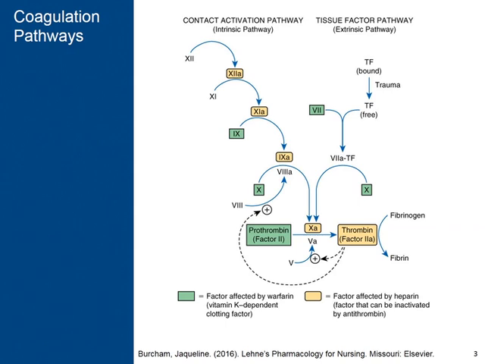In your textbook on page 596, you can take a look at the two different pathways, the intrinsic and the extrinsic pathways. And this diagram I like because it highlights which factors in those pathways can be inhibited by which drugs. So two of the most important anticoagulants that we'll talk about are warfarin and heparin. In this diagram you can see all of the factors in green are inhibited by warfarin, and those factors in yellow are inhibited by heparin.